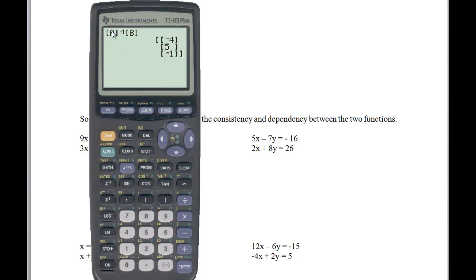my inverse of A times B up here. I'm not going to type it in. I just have to hit enter, and that's my intersecting point. X is 1, Y is 3.